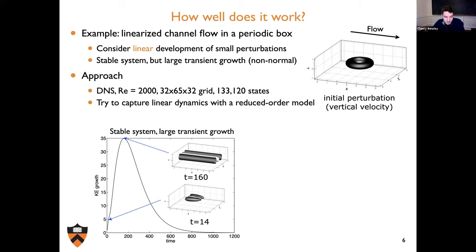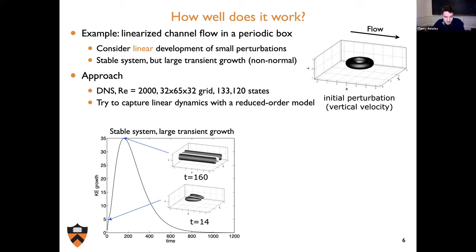So if you gather all that data and then compute these POD modes, you find that the first five modes capture over 99% of the energy in this flow, and the first 10 over 99.9%. So this looks like POD should work beautifully for this flow. I mean, five modes should work great, 10 modes even better. But let's see how this works.